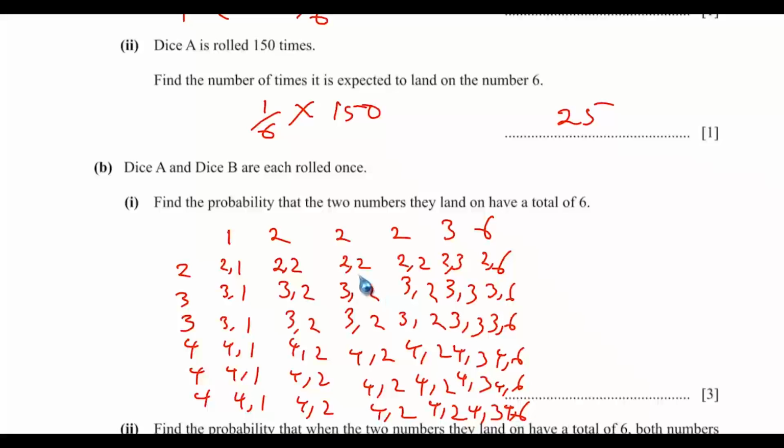Find the probability that the two numbers they land on have a sum of 6. So this will give us a sum of 6. 3, 3 will give us a sum of 6. 3, 3 will give us a sum of 6. Then we have 4, 2 to be a sum of 6. 4, 2 gives a sum of 6. Then lastly 4, 2 gives a sum of 6.